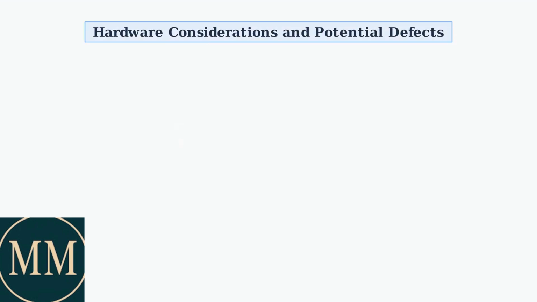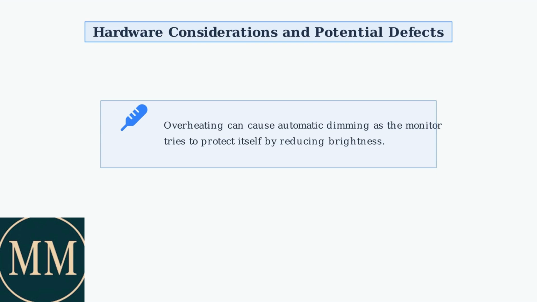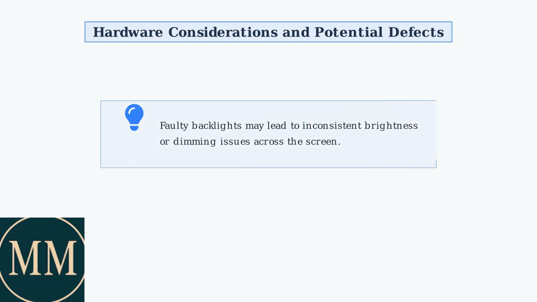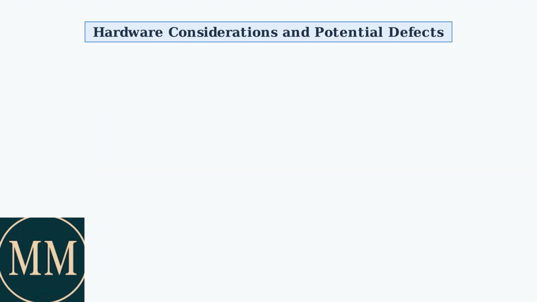When software fixes don't resolve brightness issues, hardware problems may be the cause. Overheating can trigger automatic dimming as the monitor protects itself by reducing power consumption. Faulty backlights can cause uneven or inconsistent brightness across the screen, leading to dimming problems that affect the entire display.